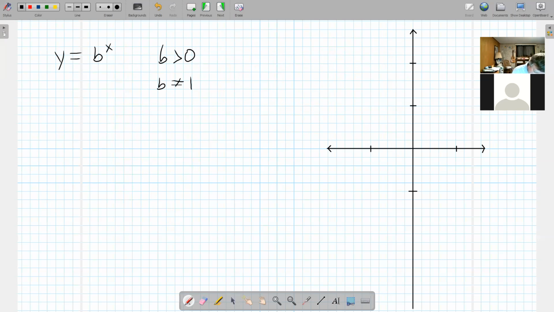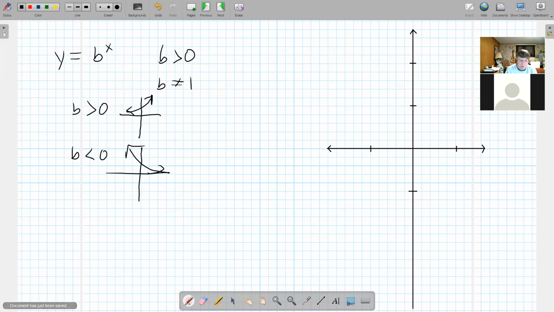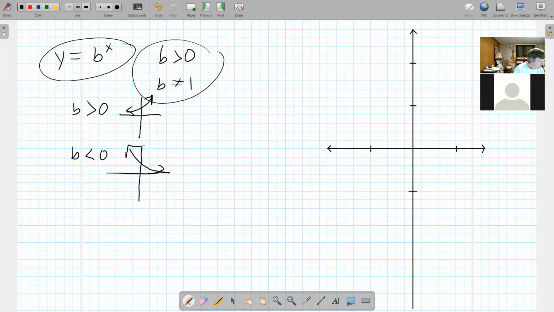And the following: if b is greater than 1, the graph increases over its entire domain. If b is between 0 and 1, the graph decreases over its entire domain. The domain is all real numbers. The range is greater than 0. There are no x-intercepts, and the y-intercept is at (0, 1) for equations of this form under these conditions. Okay, so those are exponential equations.